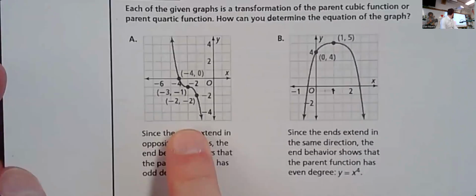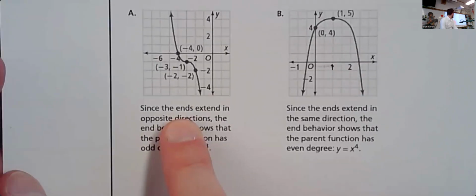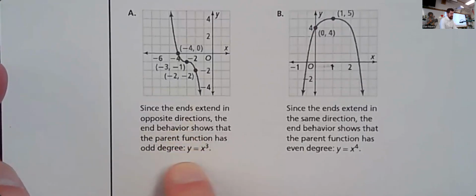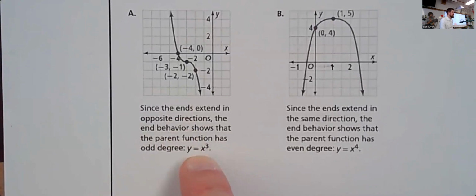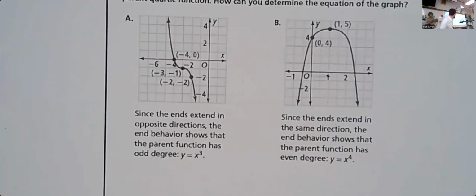It says, first of all, since the ends extend in opposite directions, the end behavior shows that the parent function is odd degree, x cubed. We start with x cubed, that was our parent function. Now, the parent function goes down on the left and then up on the right. This one is going up on the right and down on the left. What does that indicate?